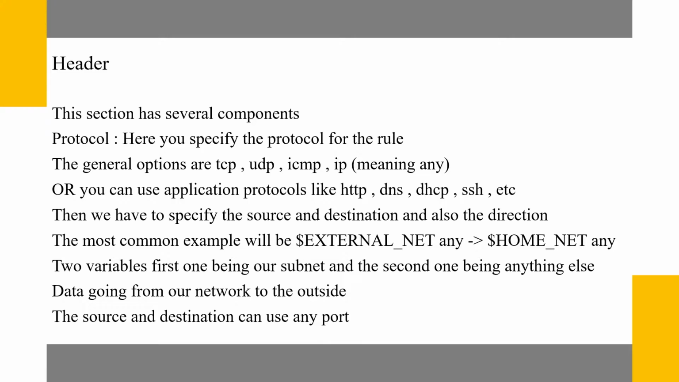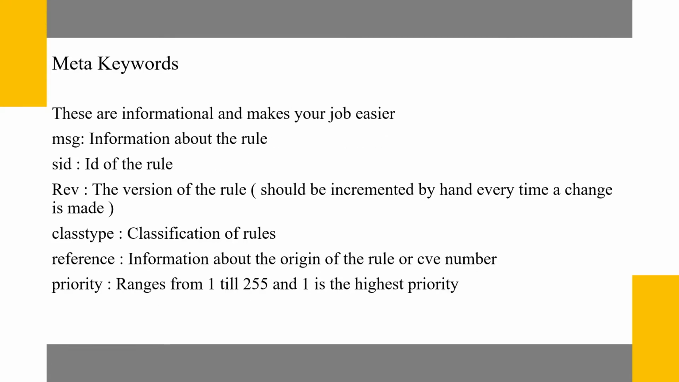Now, you will commonly see variables called homenet for your own IP ranges, and then the variable external net, which will be not homenet. Meta keywords do not affect the rule, and they are only informational, but they are critical in understanding the rule.